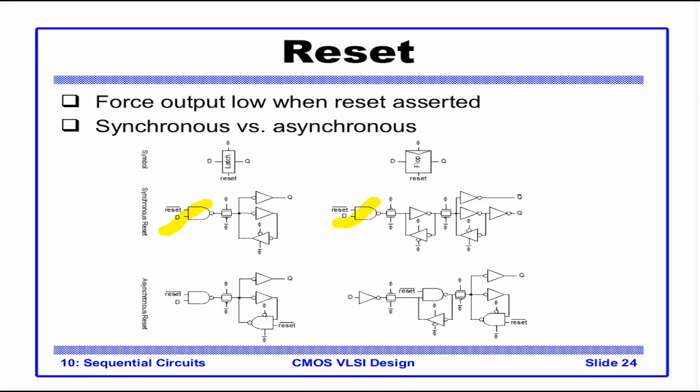So to make sure that reset works properly asynchronously, we have to make sure that this node here and this node here, these two nodes, have to be reset. So we gate these two points with the reset. Same thing happens in a flop. A flop is nothing but a master-slave configuration, so exactly the same thing happens here.